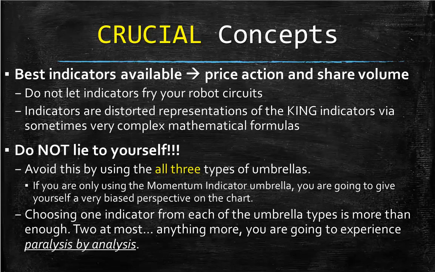So a great way to avoid this is just choosing one indicator from each of the umbrella families, and that should be more than enough. I would say 2 at most. Anything more and you are going to experience paralysis by analysis, and I speak definitely from personal experience there. So again, I would say 2 at most from each family. If you start going above that, the odds of paralysis by analysis happening to you are pretty darn high, especially where you are right now, newer to things. You don't want to sit there and freeze up because you're analyzing so much. You have all these indicators going on. So, 1 or 2 from each family.